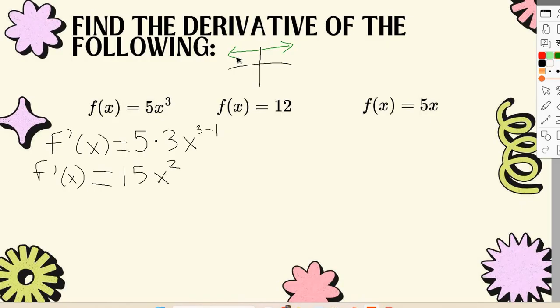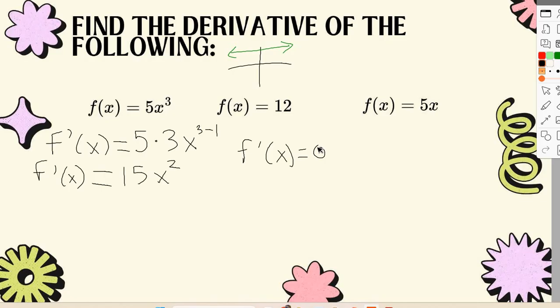Alright. Remind me, what is the derivative? A derivative is the slope of the tangent line. Alright, and what is the slope of that entire line? 0. So my f prime of x is going to be 0. And that's the case for any constant. The derivative of a constant is just 0.